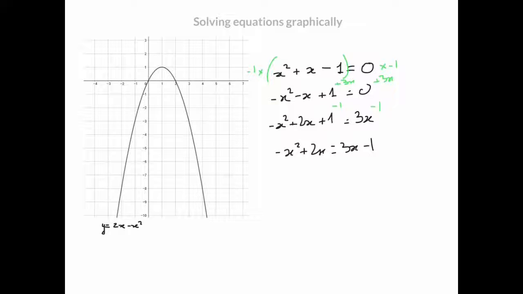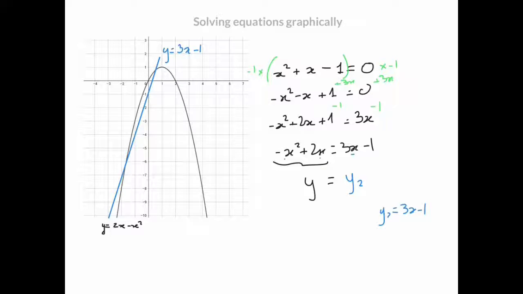As we did in episode 2, we are going to interpret what we have here as the y-coordinate of the point on the graph, and what we have on the other side as y2, the y-coordinate of a point with the same x-coordinate, because the x is the same here and there, but on a different graph with equation y is equal to 3x minus 1. There it is, this graph.